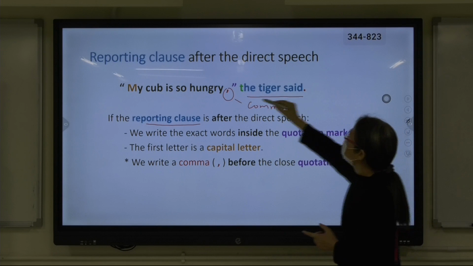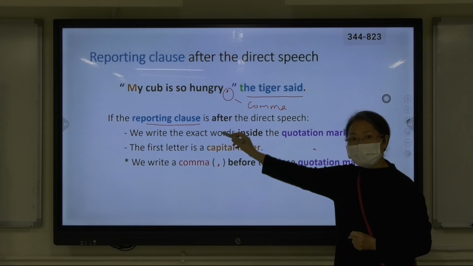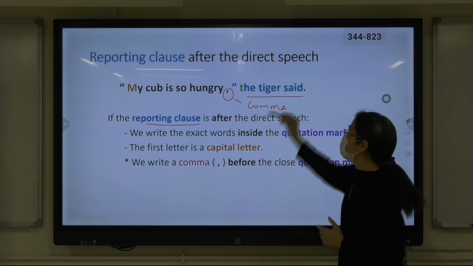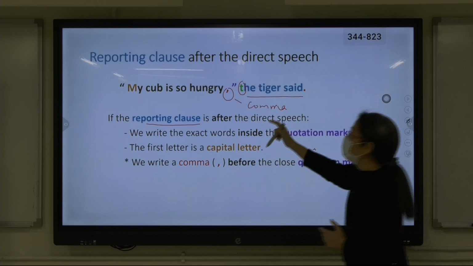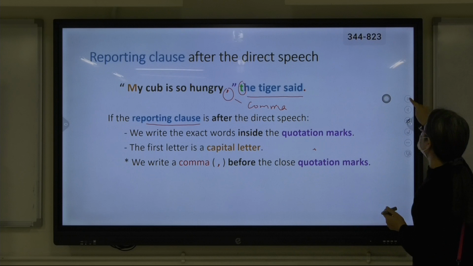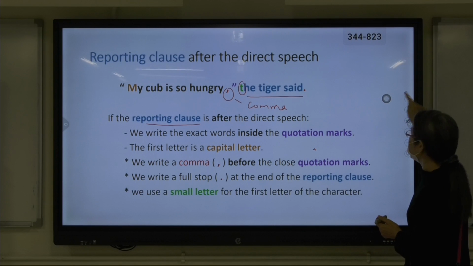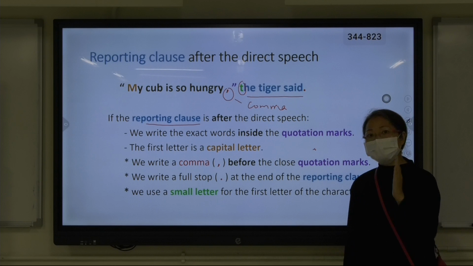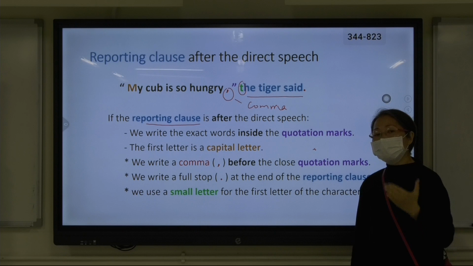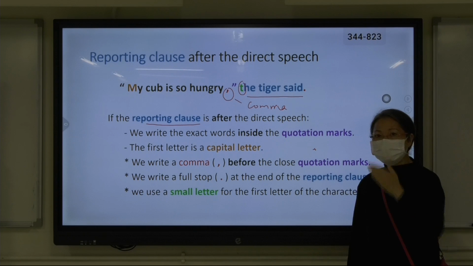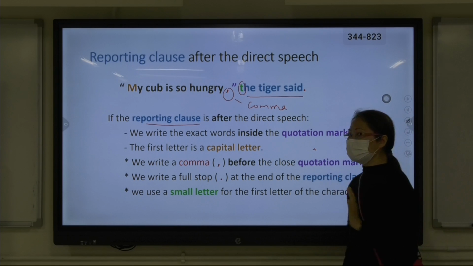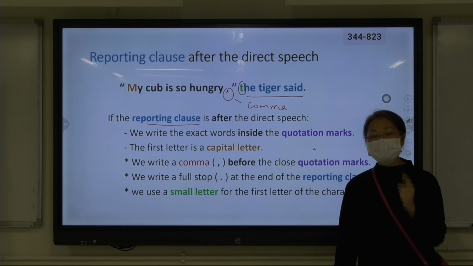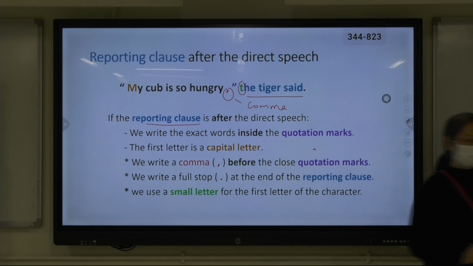And remember, if the reporting clause is at the end, we use a lowercase letter. But remember, if the character is Peter, Tom, Mary, proper nouns, we cannot use a lowercase letter. We should use a capital letter.